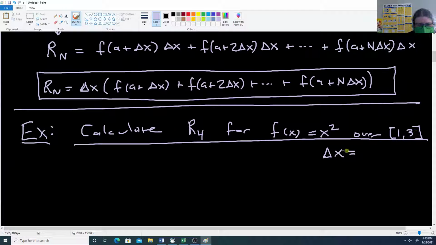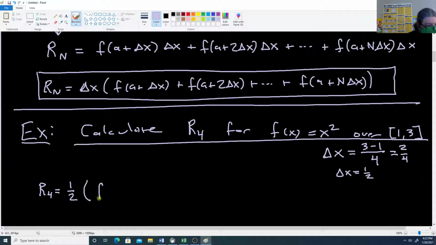It'll be the interval length. So in this case, 3 minus 1 is the interval length, and we divide it by how many subintervals we're trying to break the thing up into, in this case 4. So 3 minus 1 is 2, so this is 2/4, which tells me delta x is 1/2. So I get R4 equals 1/2, because delta x is 1/2.